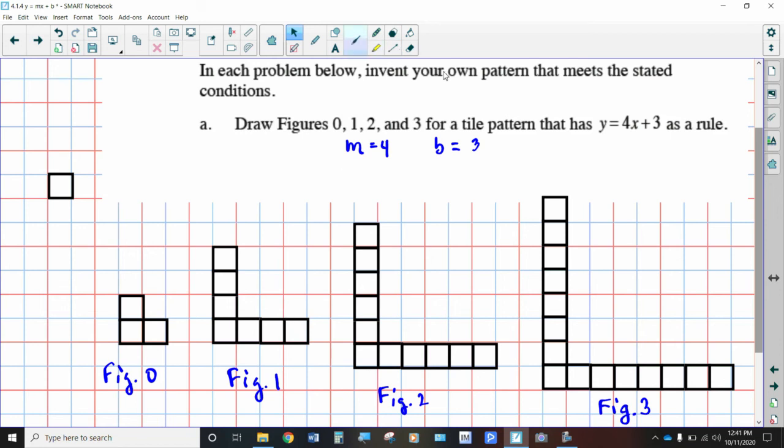And so let's go ahead and count to verify that this rule actually matches these tile figures. This has 3. This has 1, 2, 3, 4, 5, 6, 7, and 4 times 1 plus 3 is 7. This has 11, and 4 times 2 is 8, plus 3 is 11, and then 15. Is it growing by 4 every single time? Yes, it is. 3 times 4 is 12, plus 3 is 15. So this is an adequate, accurate tile pattern for this particular rule.